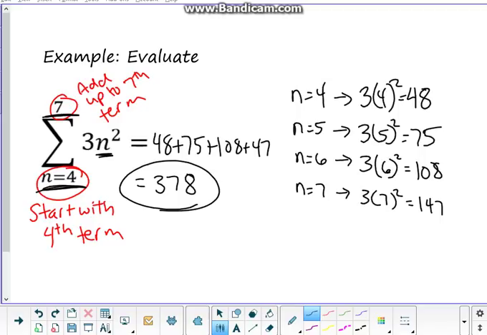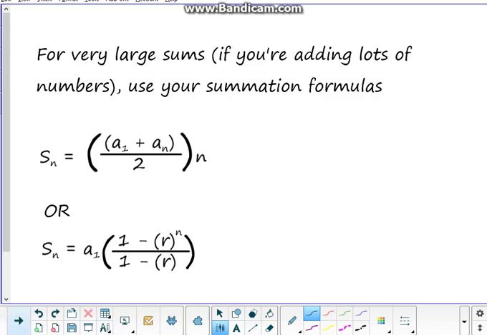So what I want you guys to do now, go ahead and take a look at what we have below. What if we're doing something with very large sums? If we're adding a lot of numbers? At this point, we want to try and actually use our summation formulas that we've talked about in the last classes. Okay? So with this first one, we have our sum.